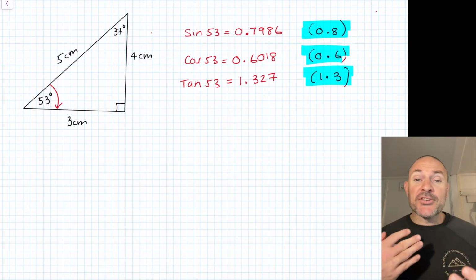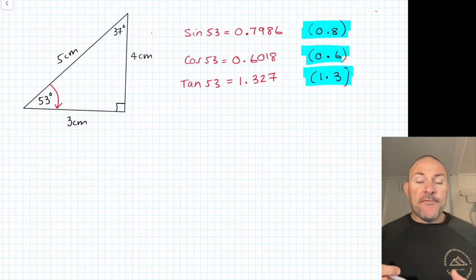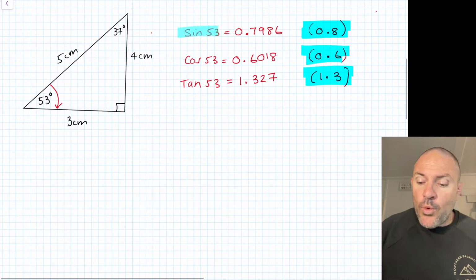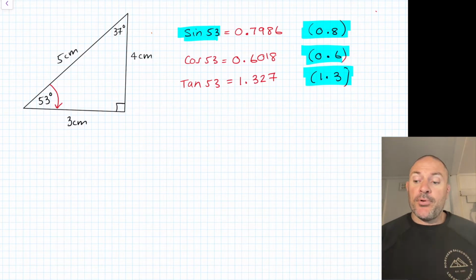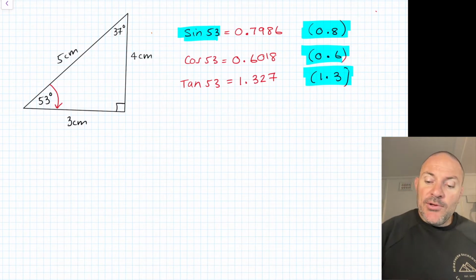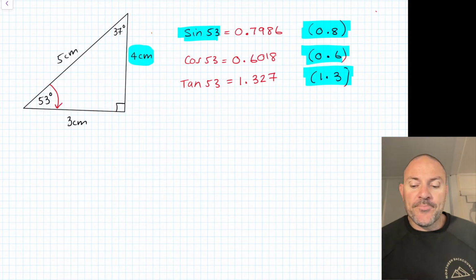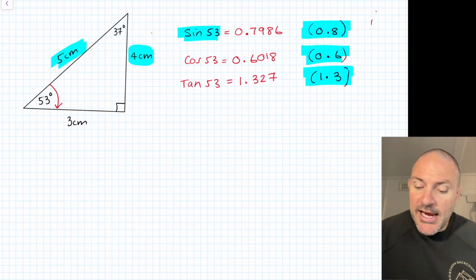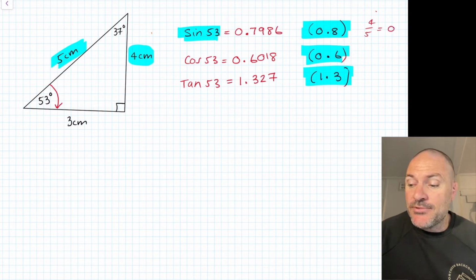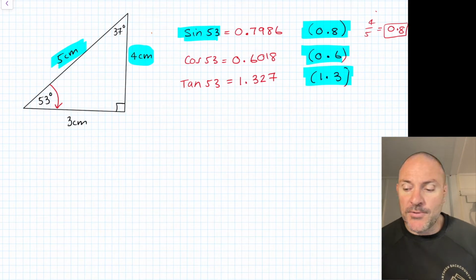Now, there was a dude a long time ago, way smarter than me, who figured something out. He figured that when I typed in sine 53, for example, we got this number of 0.8. And then he looked at the side that's opposite the 53, and he put that over the hypotenuse on his calculator and did 4/5, and guess what that came out to be as a decimal?